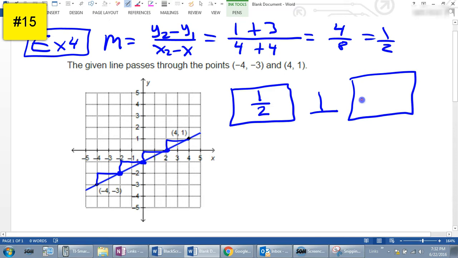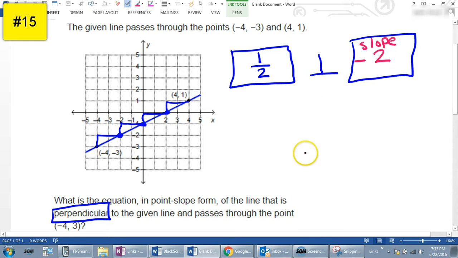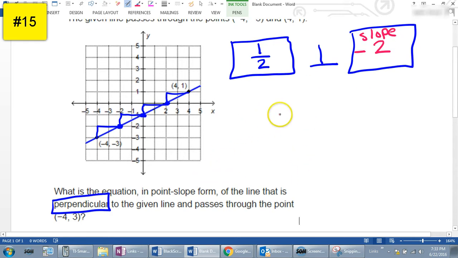2 over 1. Okay, negative 2 over 1. And we could just say -2 because we don't need the 1 when it's on the bottom. Okay, so this is our slope. Alright, so hang on to that, slope of -2. So we have the slope and we have a point.